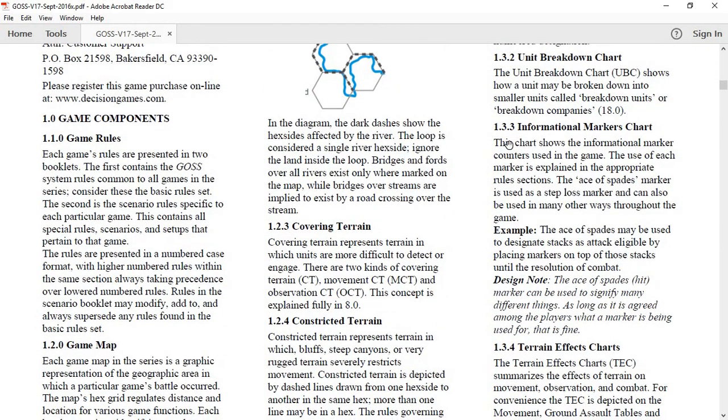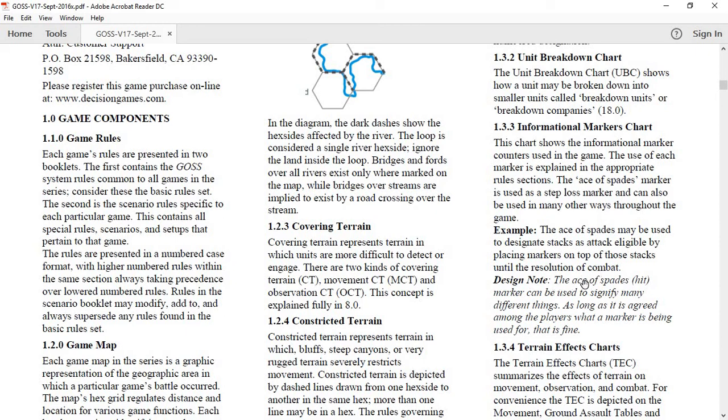Informational Markers Chart. This chart shows the informational marker counters used in the game. The use of each marker is explained in the appropriate rules section. The Ace of Spades marker is used as a step loss marker and can also be used in many other ways throughout the game. For example, the Ace of Spades may be used to designate stacks as attack eligible by placing markers on top of those stacks until the resolution of combat.